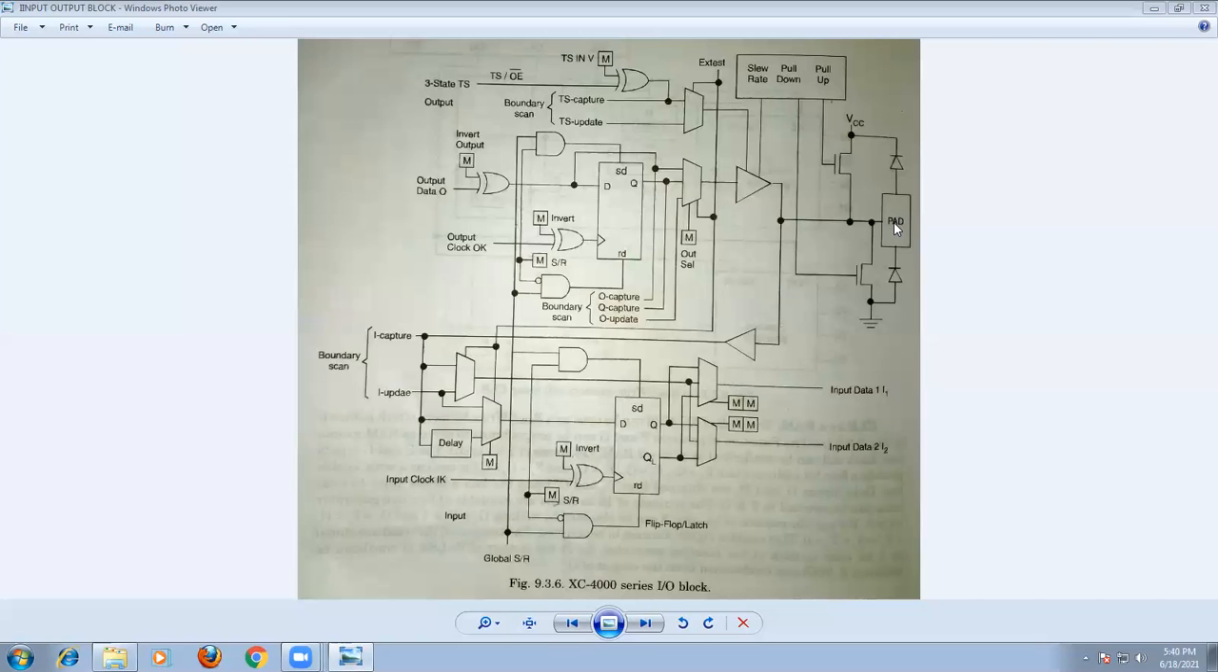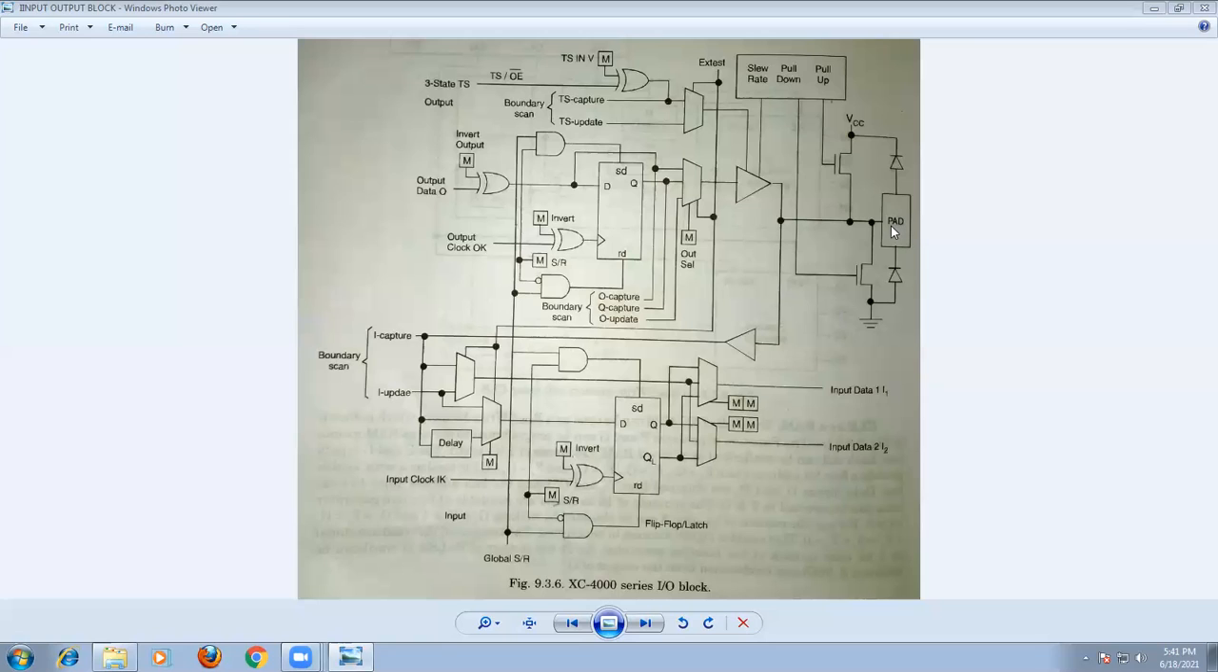So therefore, by using this pin, the external inputs are given to the logic cell and the logic cell output can be taken to the external output. That is the function of this pad. This is nothing but one pin, and this pin can be considered as the input as well as the output.